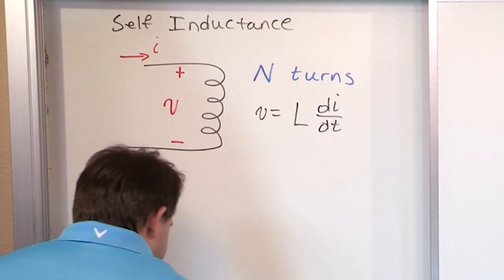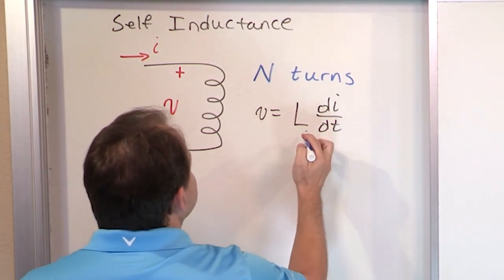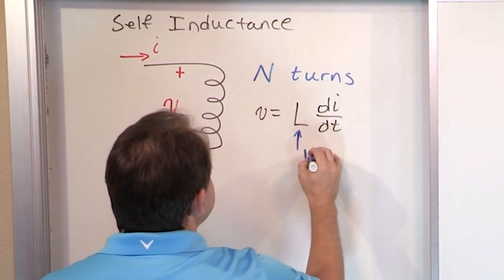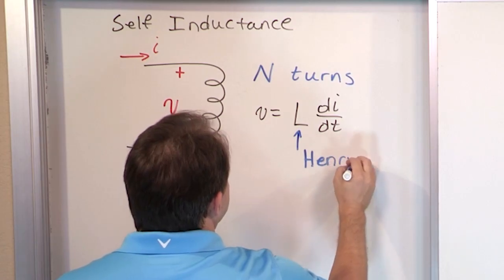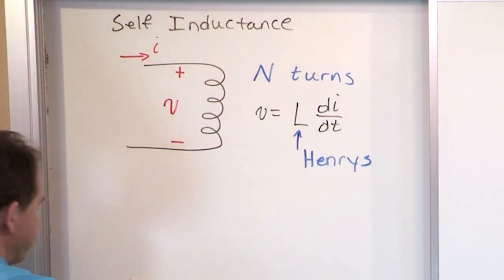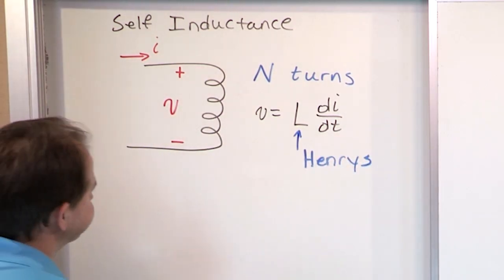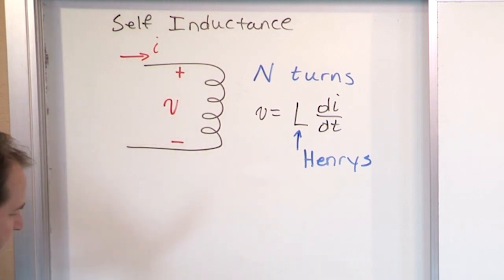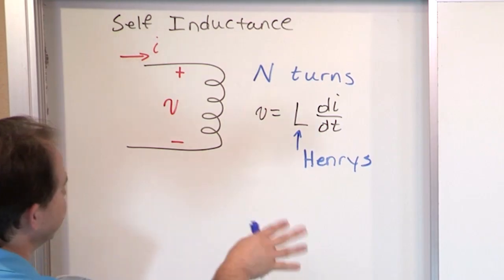And then we said that the unit of this inductance here is henries. And you can use millihenries and so on and so forth. So, why is this going on is the basic idea. Now, I'm not going to draw a bunch of magnetic field diagrams. I'm going to do that in the next section.